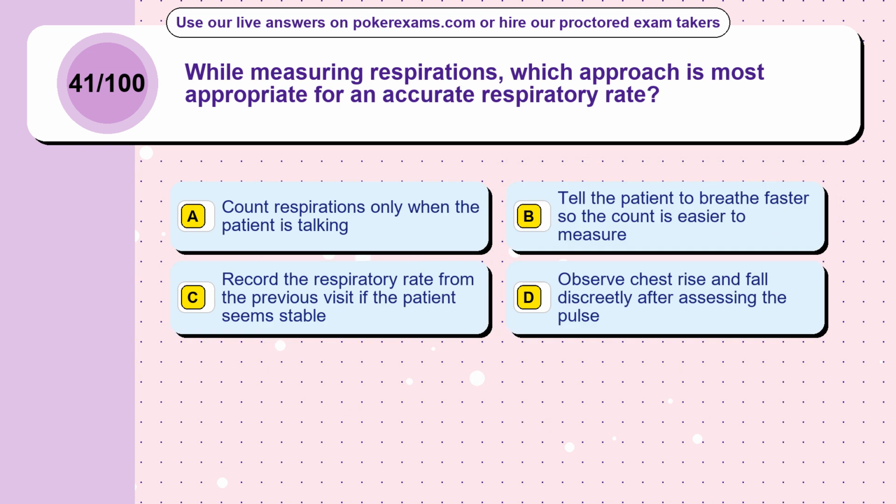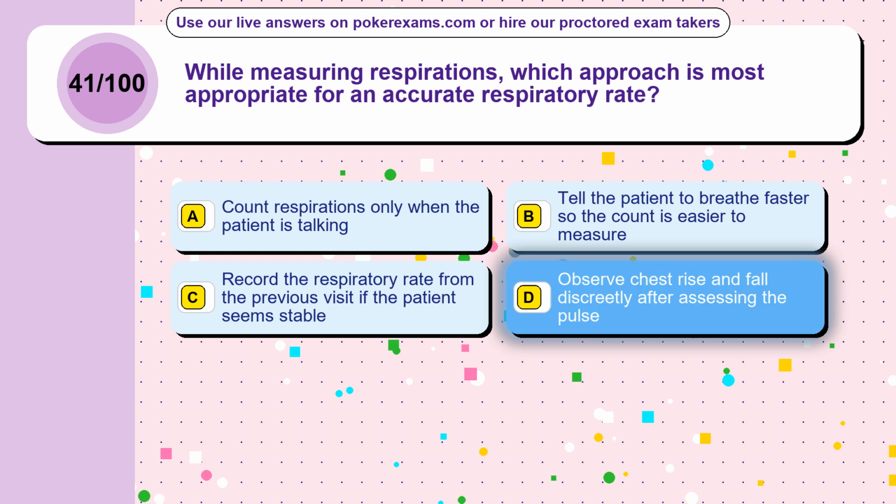Question 41. While measuring respirations, which approach is most appropriate for an accurate respiratory rate? Option A. Count respirations only when the patient is talking. Option B. Tell the patient to breathe faster so the count is easier to measure. Option C. Record the respiratory rate from the previous visit if the patient seems stable. Option D. Observe chest rise and fall discreetly after assessing the pulse.